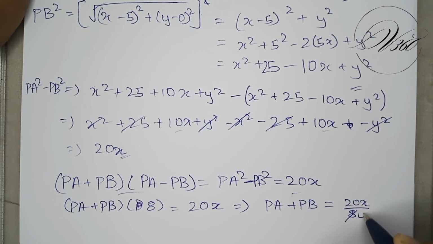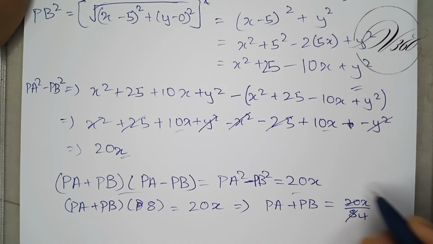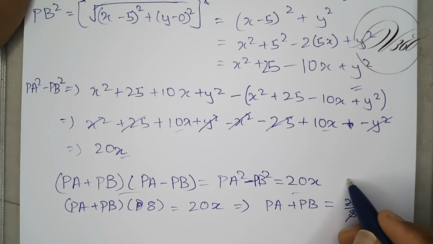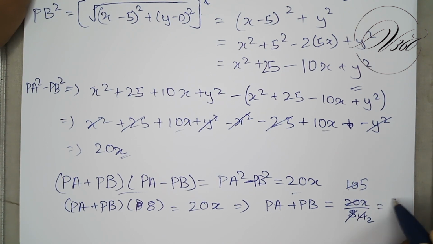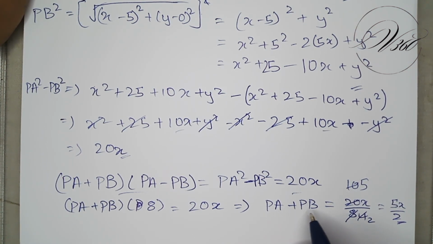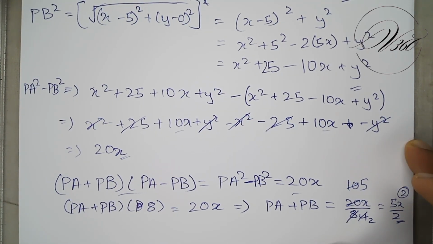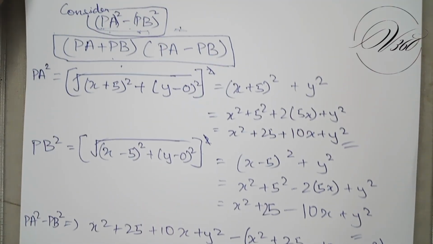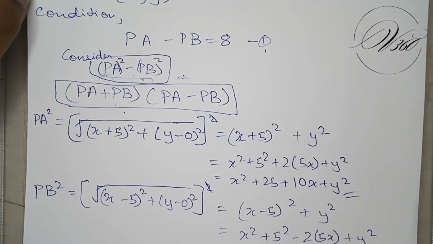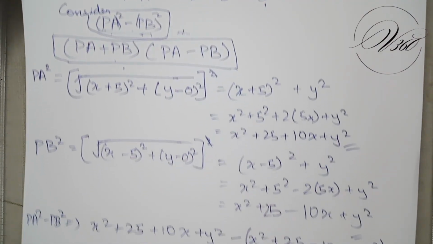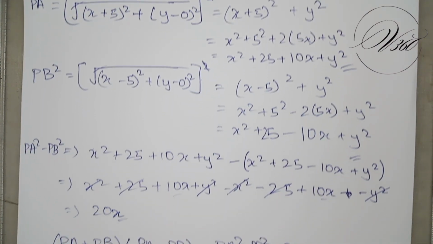2 4s are 8, 2 10s are 20, 2 2s are 4, 2 5s are 10, which is 5x by 2. Now PA plus PB is 5x by 2. This is the second equation. Now here the condition we have got here, we will take it as the first equation. This is the first equation and the PA plus PB is the second equation, right?